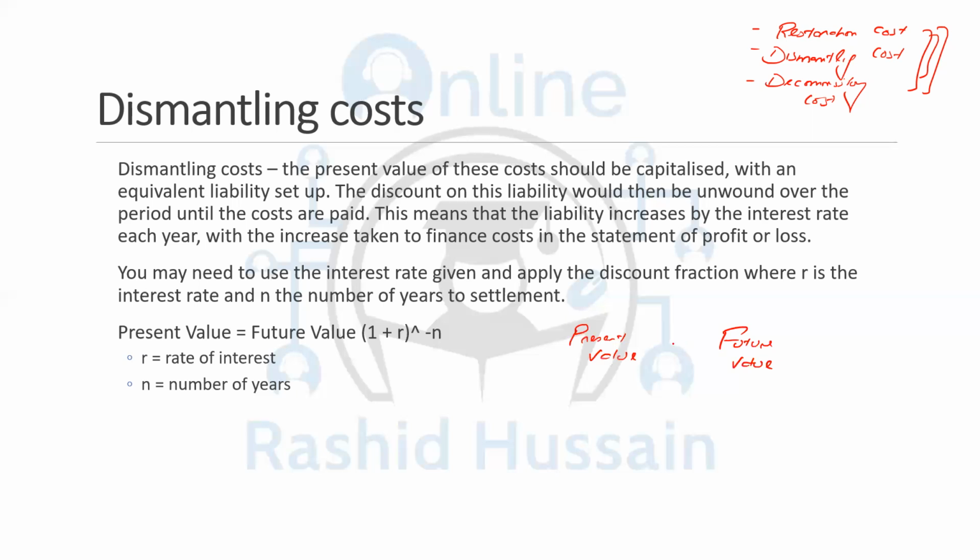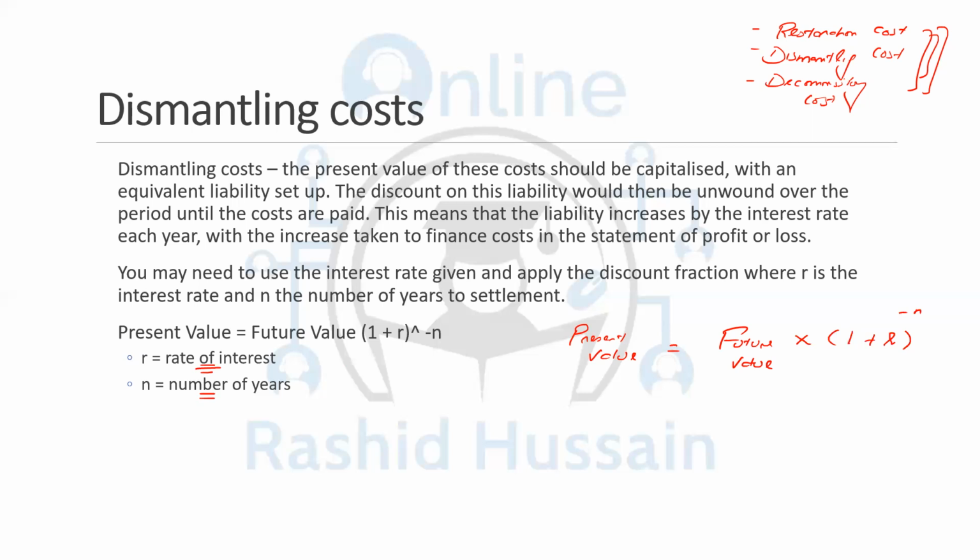Now, present value equals, and this is something which you have studied in your management accounting paper, but if you have forgotten that, no worries, I'm going to revise it. So how is the present value calculated? You take the future value and multiply it by (1 plus R) raised to power minus N. R represents the rate of interest, which is going to be given in the exam question. N represents the number of years, after how many years you're going to dismantle it. So present value equals future value multiplied by (1 plus R) raised to power minus N.